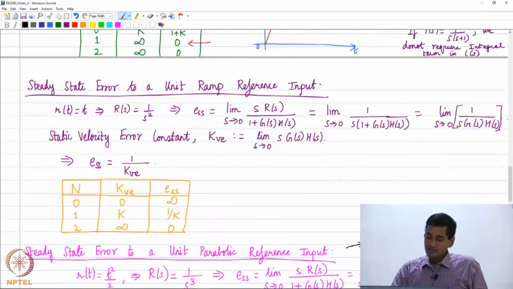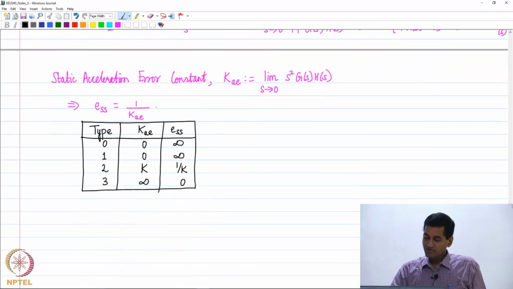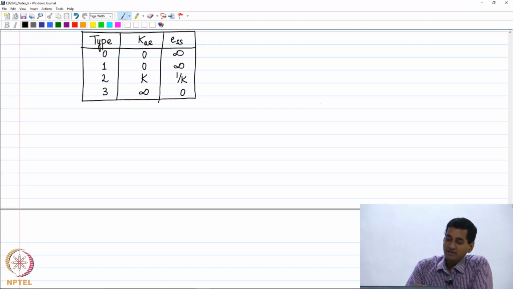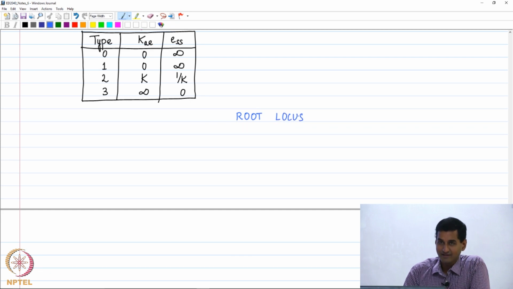Okay. So the next topic which we are going to start today is that of root locus. Yes, please. Why can't we just use type 2 systems for even unit step? Okay. Type 2 systems. So that we are going to answer when we get a clearer picture when we do root locus.